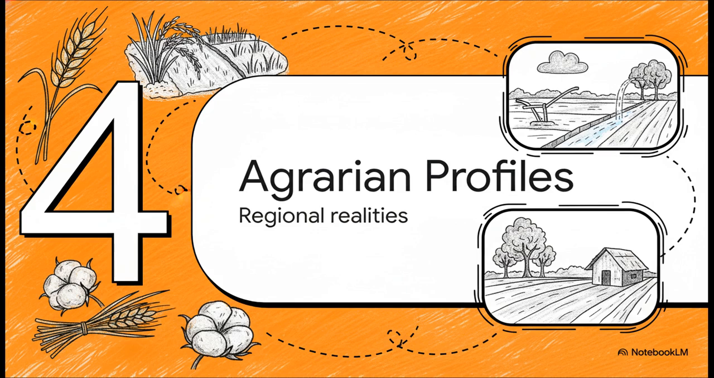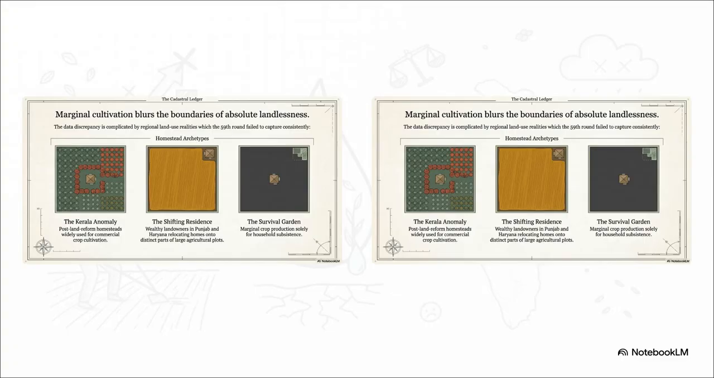Section 4. India's 3 agrarian profiles. How the statistical technicality blurs regional realities. Of course, this statistical illusion ends up blurring some very different regional realities. For instance, you have what's known as the Kerala anomaly. Here, post-reformed homesteads are widely used for highly productive commercial crop cultivation.